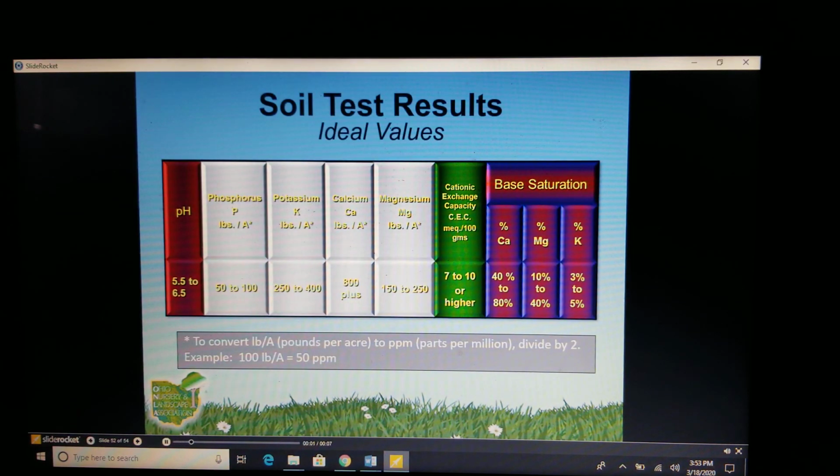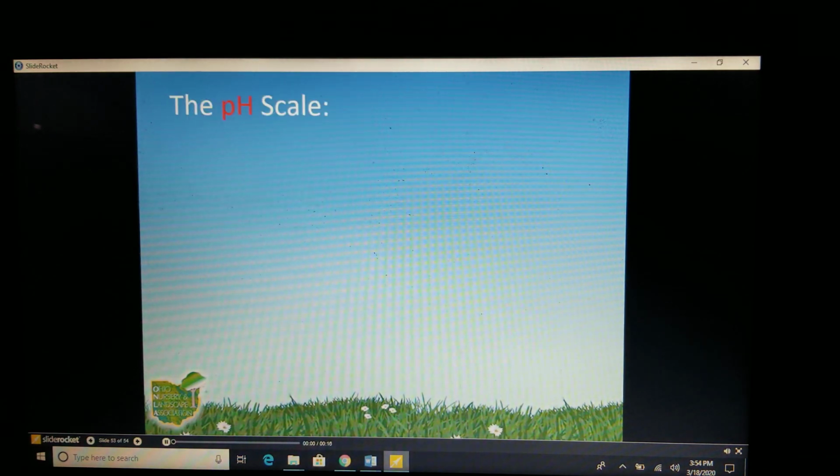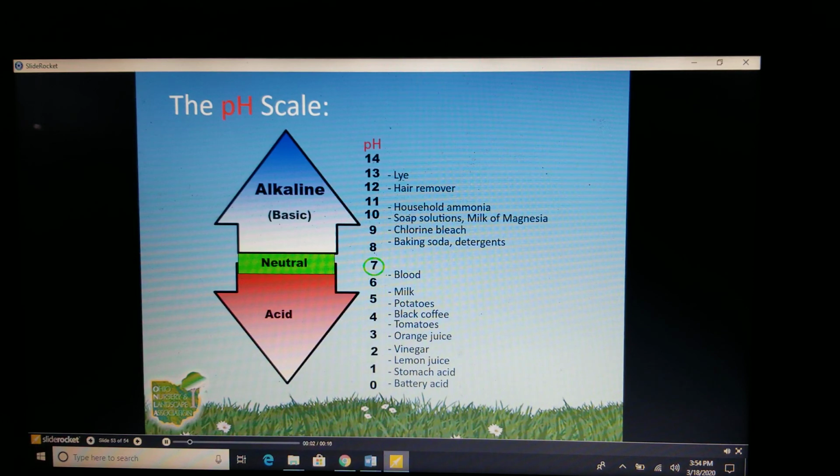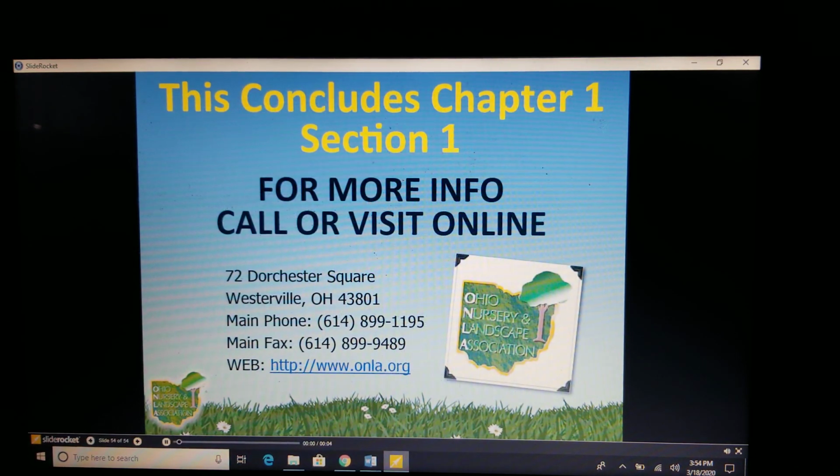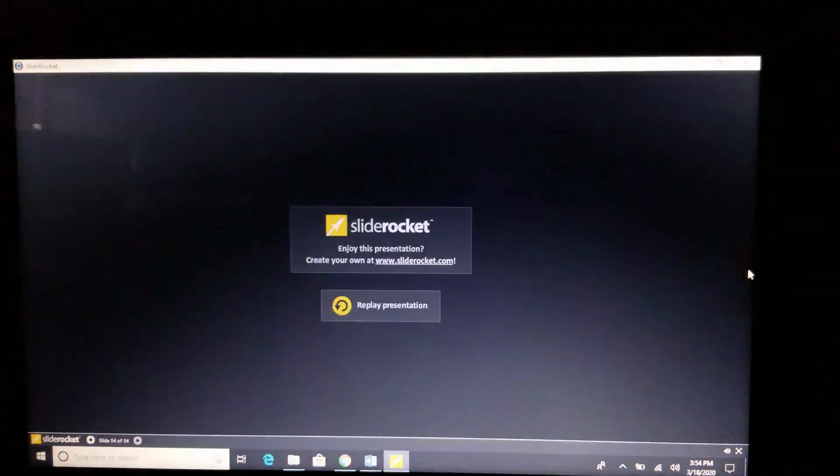Soil test results also let us know about the pH of the soil. So, what is pH and why is it important? pH is measured on a scale that runs from 0 to 14, with 7 being neutral. pH values above 7 are alkaline, commonly called basic, while pH below 7 are acidic. Here are the pH values for some common substances. This concludes Chapter 1, Section 1, Soil Basics.